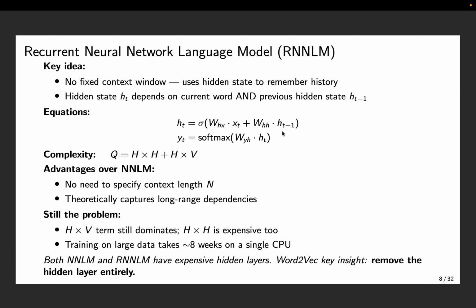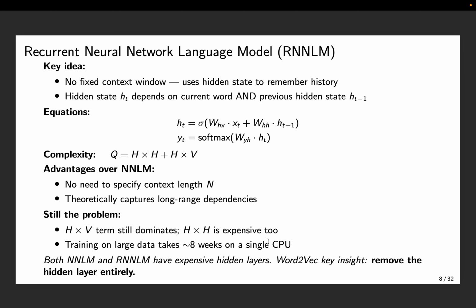The computational complexity is Q equals h times h plus h times V. The advantages over the NNLM are that there is no need to specify a fixed context window. The recurrent state handles that. It theoretically captures longer dependencies. But the problem remains: the h times V term still dominates. The h times h matrix multiplication is also expensive. In the paper, the RNNLM took 8 weeks to train on a single CPU. So they are powerful models, but they are too slow.